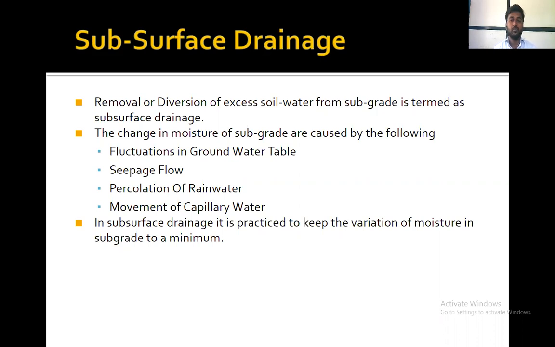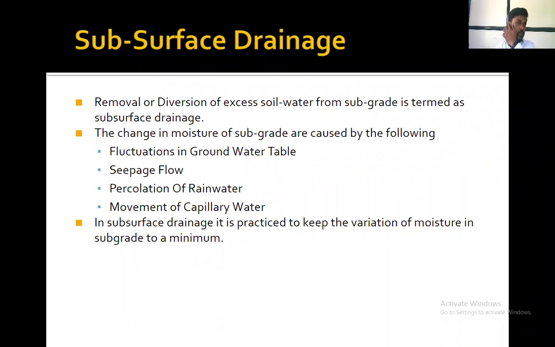So the changes in the moisture of the subgrade are caused by the following. What are the reasons to change the moisture? Why is the moisture content in the subgrade layer changed? The reasons are: due to the fluctuation in the groundwater table. If the groundwater table beneath that layer fluctuates, the moisture content in the subgrade will alter. Also due to the seepage flow, the percolation of rainwater into the soil, or the movement of capillary water.